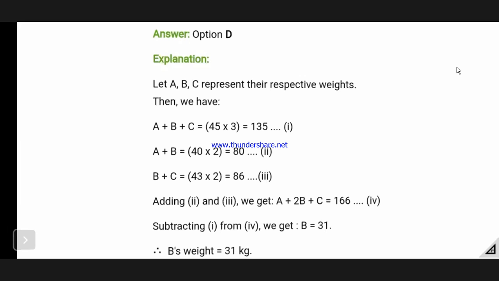The average of 3 students is (A plus B plus C) divided by 3 is equal to 45. So we multiply 3 with 45 and get 135. Let it be equation number 1. A plus B: the average of A and B is 40, so we multiply 40 with 2 and get 80. B plus C: the average is 43, so multiplying with 2 gives 86. By solving the equations, we got the value of B as 31. That is the weight.